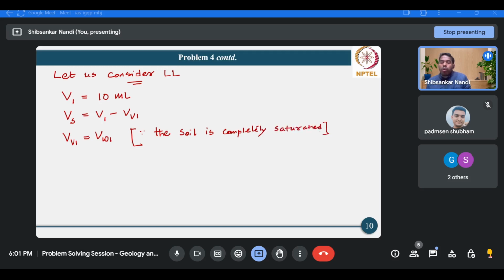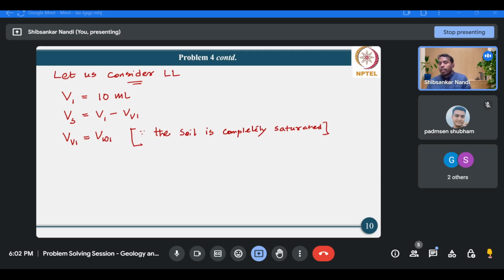So this information is very, very critical or essential for us. In the general scenario, the volume of voids is the summation of volume of water and volume of air. But since here the soil is completely saturated, we can easily write Vb1 equals Vw1. There is no volume of air inside the pores.